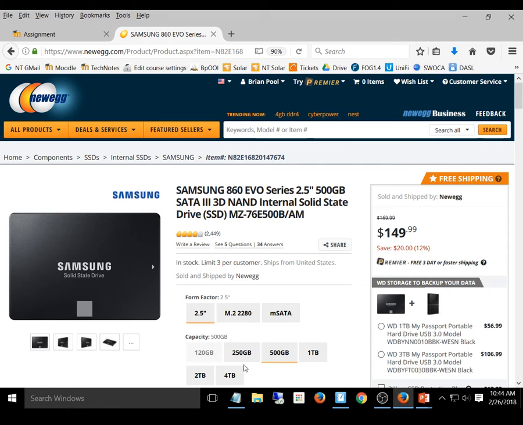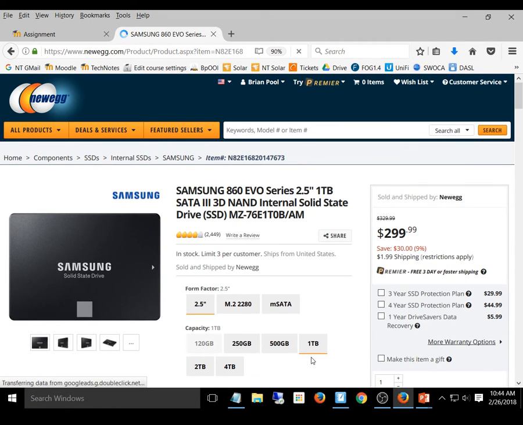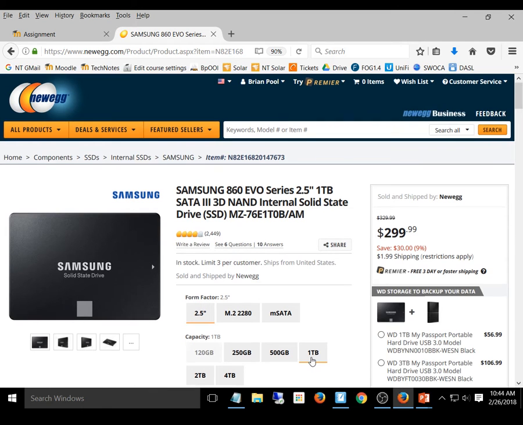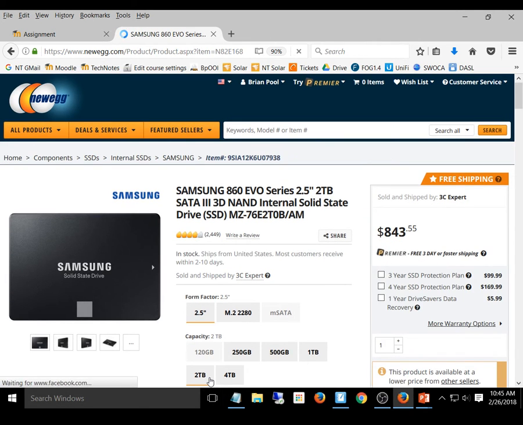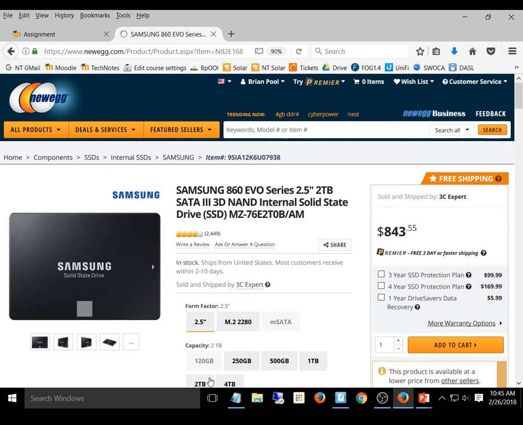Click on the 1 terabyte. Now divide 300 by 1,000. It's going to be 30 cents again. Okay. Now go to the 2 terabyte and divide 844 by 2,000. 42 cents.